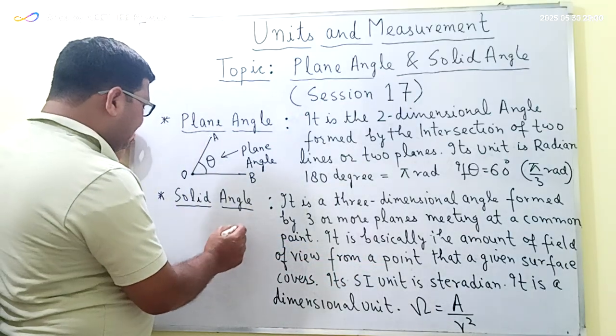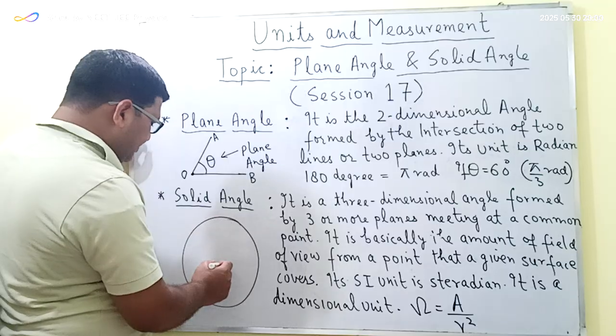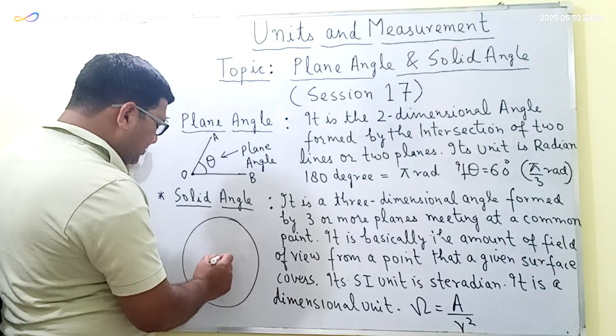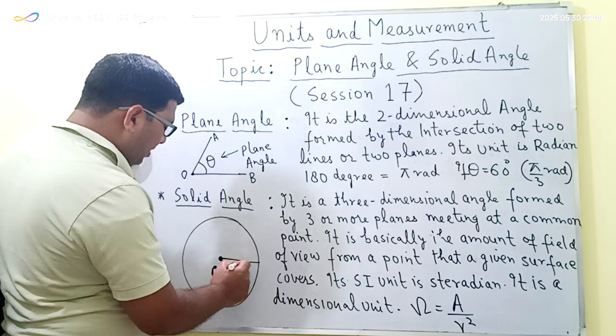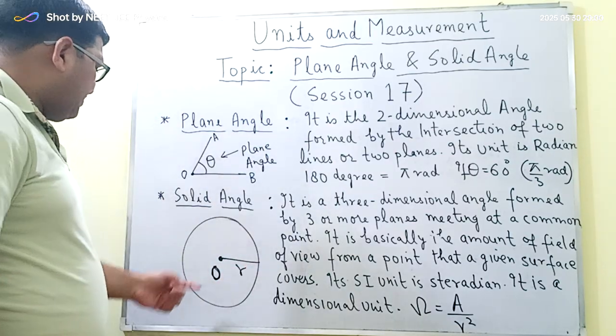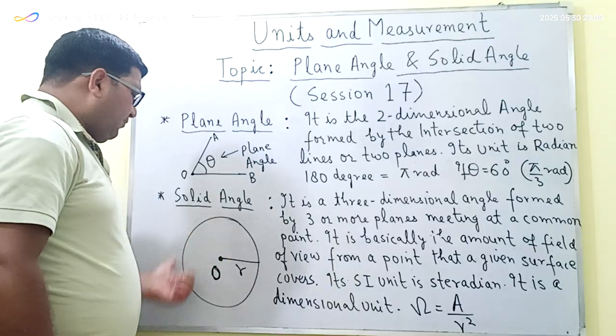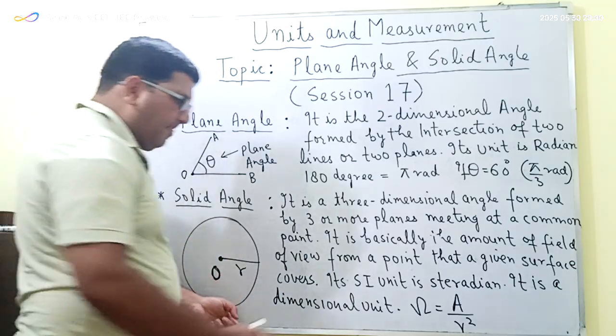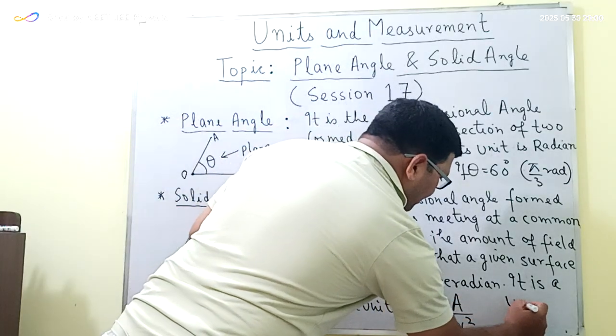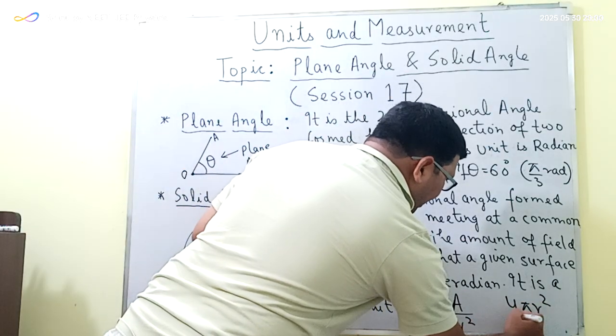So let us consider that there is one sphere here. This is a 3-dimensional figure. The center of the sphere is, say, O, and the radius is, say, small r. In this case, the surface area of this sphere is equal to 4 pi r square. So A will be equal to 4 pi r square.